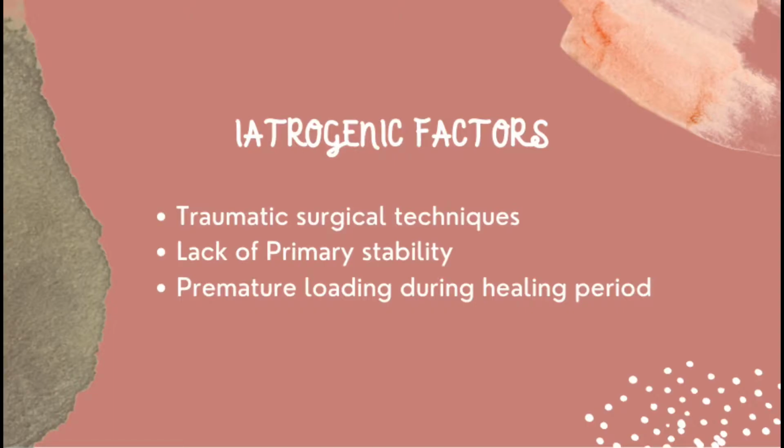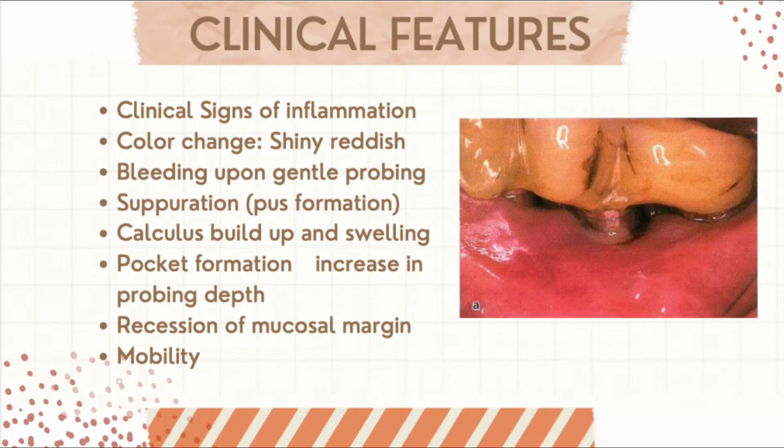For iatrogenic factors or factors caused by the dentist, it includes traumatic surgical techniques, lack of primary stability, and premature loading during healing period. For clinical features, it includes the clinical signs of inflammation, color change, shiny reddish, bleeding upon gentle probing. We also have the pus formation or suppuration, which will always be a sign of infection with active tissue destructive process taking place.